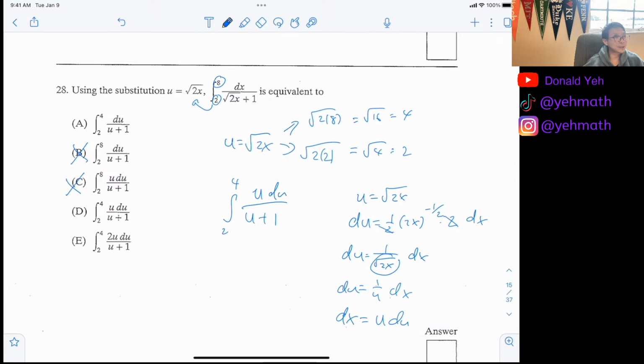Very popular question. Very good question. But the first thing, I always knock out the original boundary. Because when you do U substitution, the boundary has to change. The answer is D. Yeah, it's D.